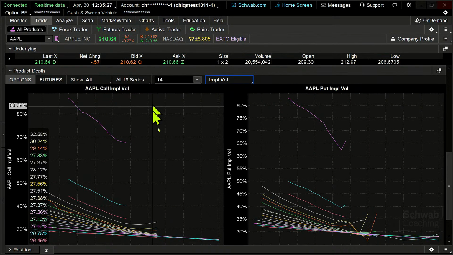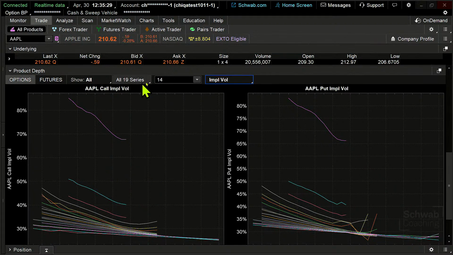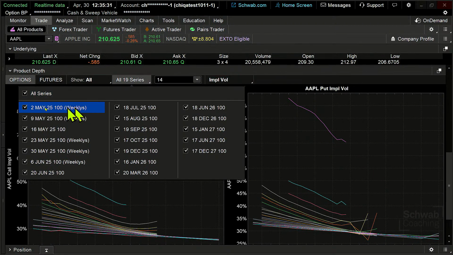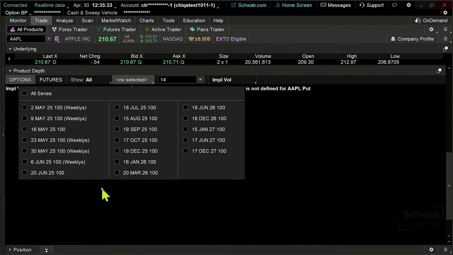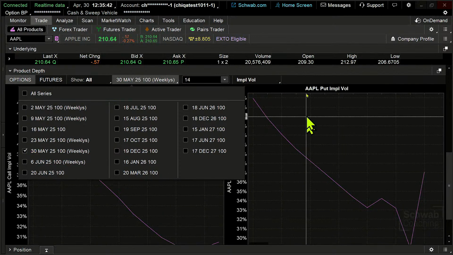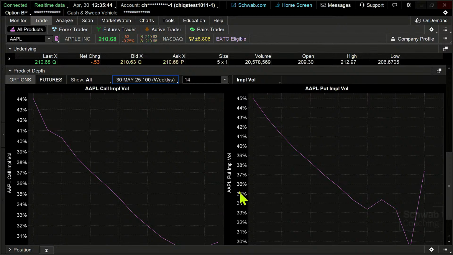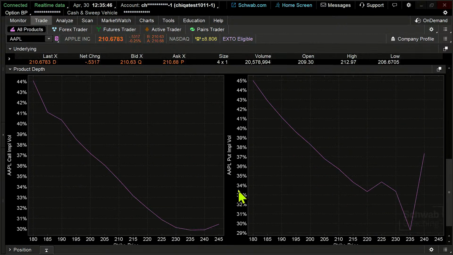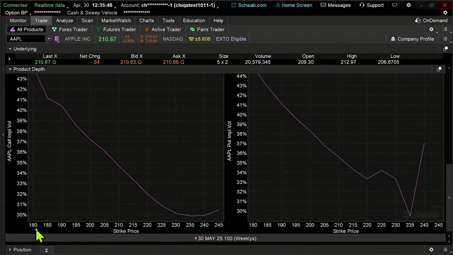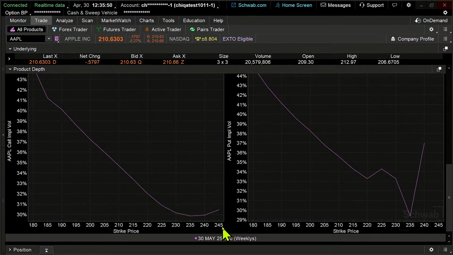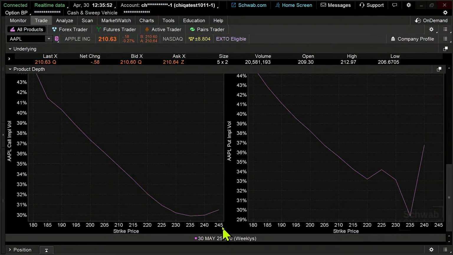So here's what I'm going to do. I'm going to simplify and clean this up a little bit. I'm going to come right here. I'm going to click off of all series, and I'm just going to go out to an option expiration, the 30th of May here. So about 28 or so days to go until expiration. And we'll just look at the implied volatility for calls and puts across all of those strike prices. Now, not all of them, because we've got more strike prices beyond 245 and 180.